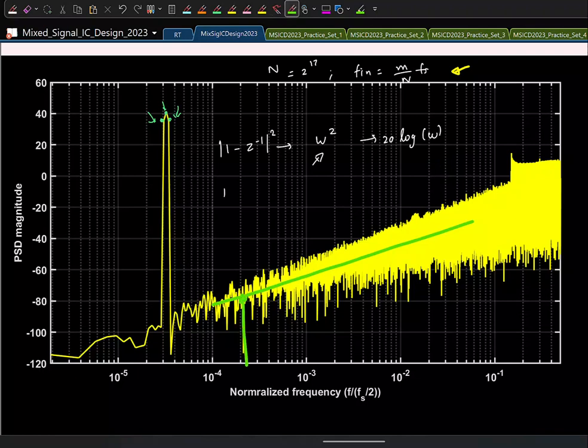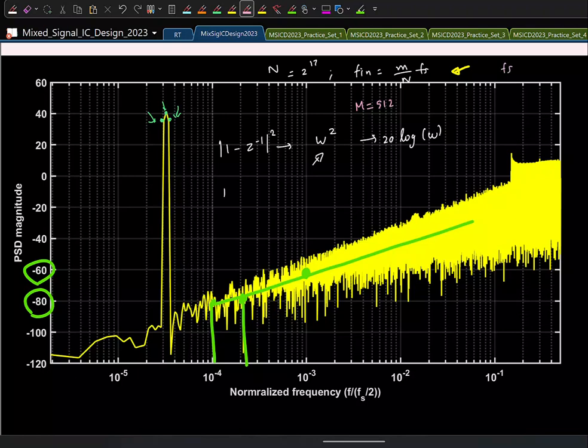Here, let us say the values, maybe I'll check here. Here it's minus 80 dB. 10 power minus 3, somewhere here, it's minus 60 dB. So this noise shaping is happening, okay? And I have chosen my oversampling ratio to be, I think, 512.